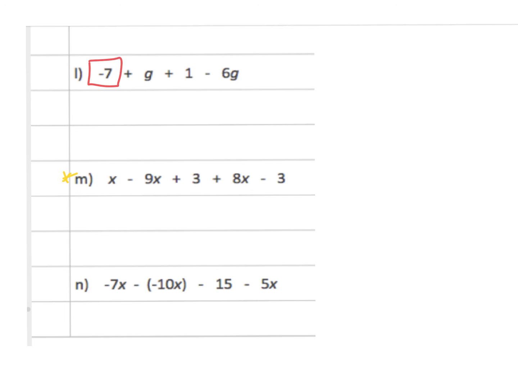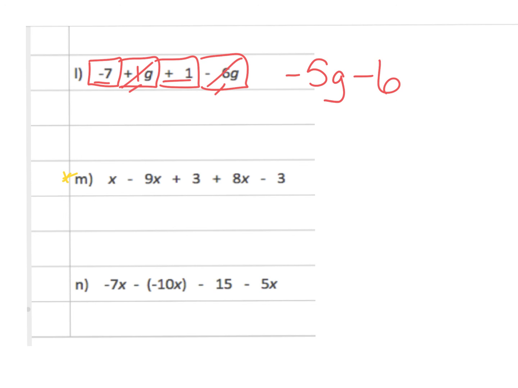Here we go, boxes. I'm going to put my g's together. I got a plus 1 minus 6. That gives me a negative 5g. I'm done with those. I got a negative 7 plus 1. That gives me a negative 6.